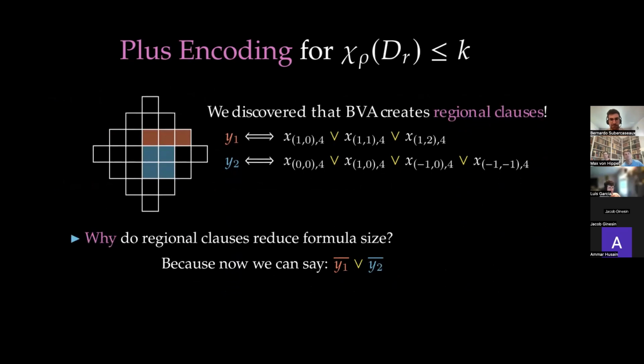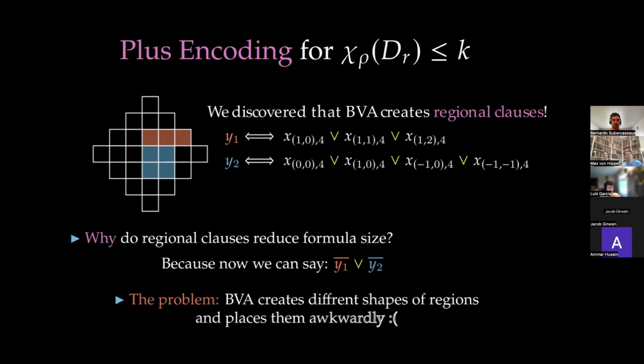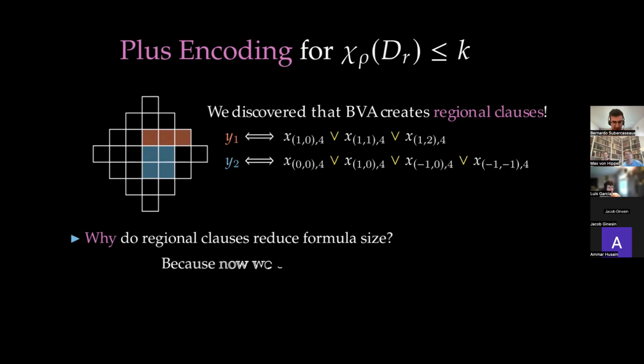Because I cannot have a 4 in both regions, because if I do, then they're necessarily going to be at a distance at most 4 from each other, which is going to be a conflict, a problem, right? So we can now directly say that at least one of those regions must not receive color 4. Therefore, what's happening there is that I'm avoiding creating a clause for all the possible pairs.